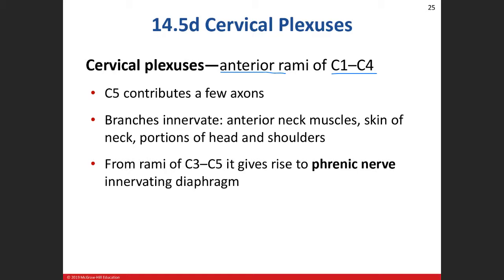Remember, if you notice here, face is not mentioned anywhere. The cervical plexus is going to innervate the anterior neck muscles, so the scalenes. It's also going to innervate the platysma muscle. We didn't have to label that. It also innervates the skin on the neck, the tops of your shoulders, and the back portion, or the top portion, of your head here. Now, face is not noted there.